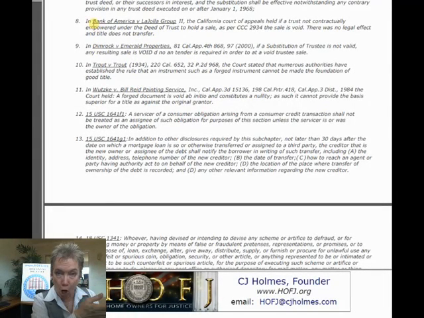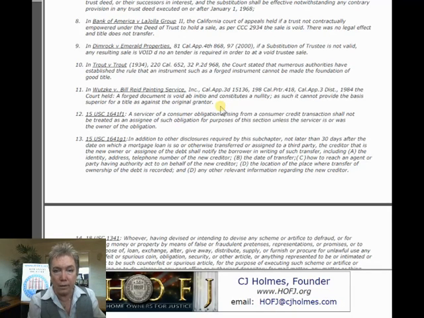Then I've quoted four rulings coming out of lawsuits: Bank of America versus La Jolla Group, Dimrock versus Emerald Properties, Trout v. Trout, Wutzke v. Bill Reed Painting Service, and each one of these talks about basically if any of these assignments or trustee substitutions are void, the foreclosure is void. So this is very important. I want to remind everybody that's looking at this, and that would be the prosecutors, that these are the laws, and when these documents are void, then the foreclosure is void, because that's what 4 million people want to know.